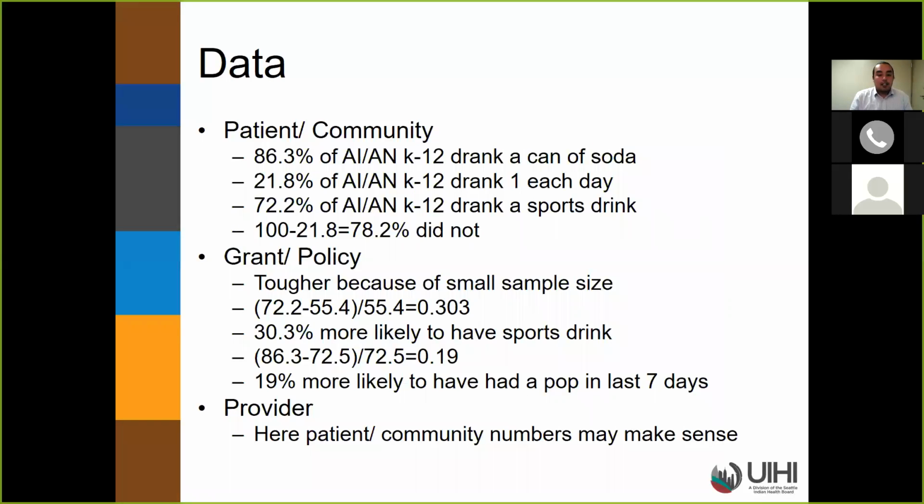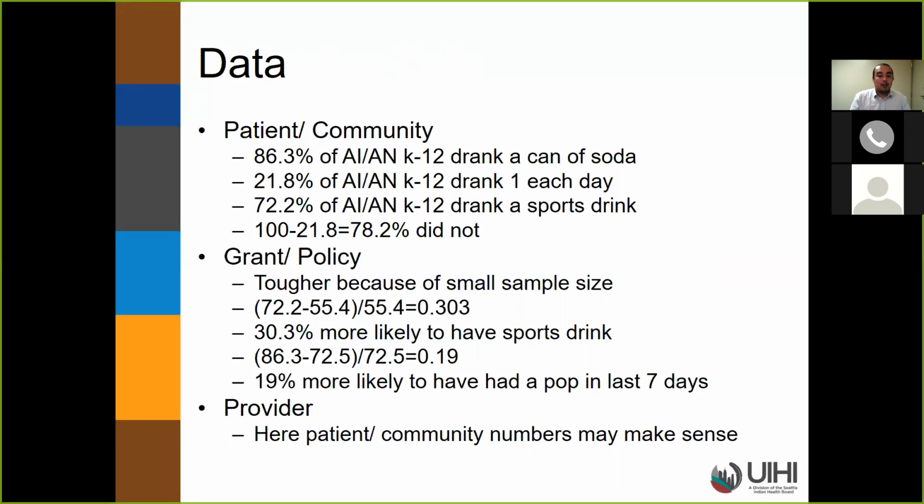So what we find in patient and community settings is being able to come in and say, look, 86.3% of K through 12 AIANs said they drank a can of soda in the last week. This might be one of those big numbers that really gets somebody interested in, say, the poster or bulletin that you're presenting, to then say, wow, that doesn't seem like where it should be. And maybe get motivated about implementing some type of policy change, or at least getting more interested in the subject matter in general.